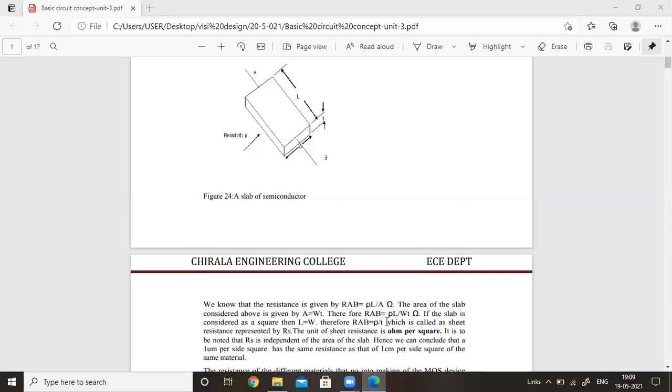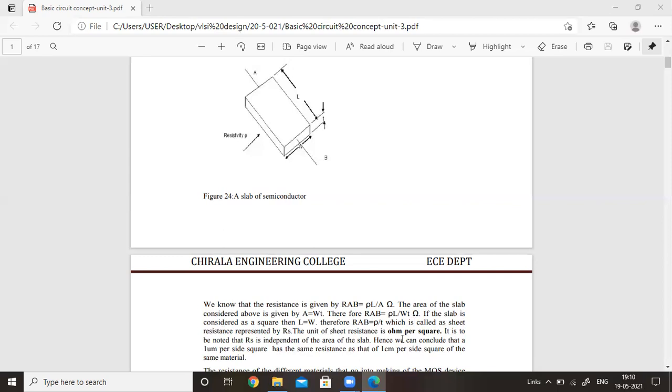1 square into rho by W. So this can be written as RAB is equal to rho by T ohm per square. Okay, ohm per square we can consider. RAB is equal to Z into rho by T, because we are assuming L is equal to W in this case. When L is equal to W, RAB is equal to rho by T ohm per square. Per 1 square, the resistance RAB is equal to rho by T.